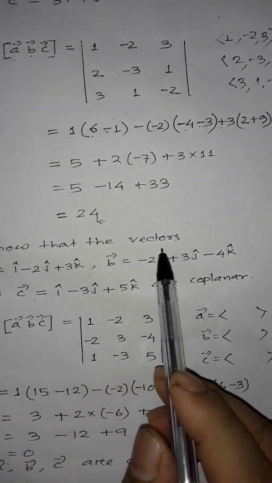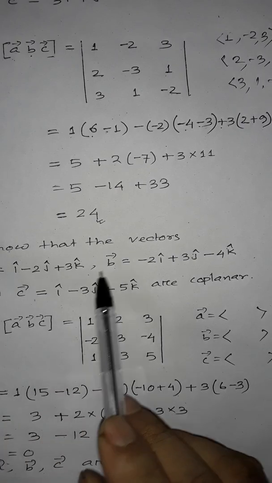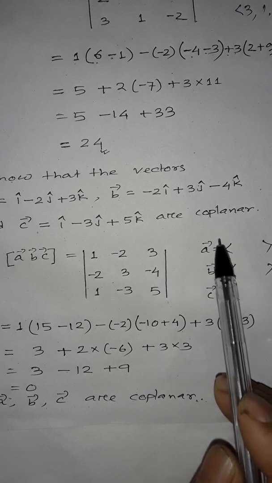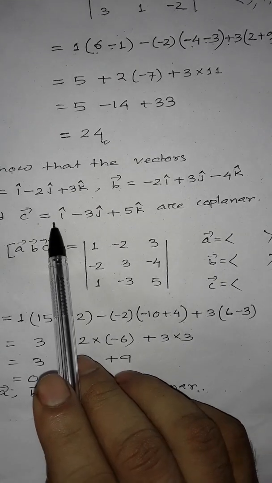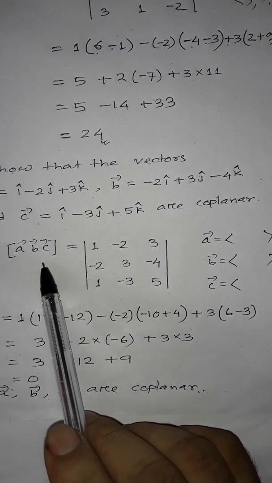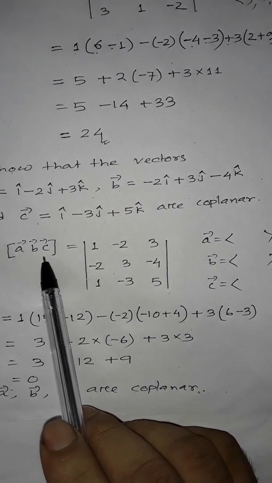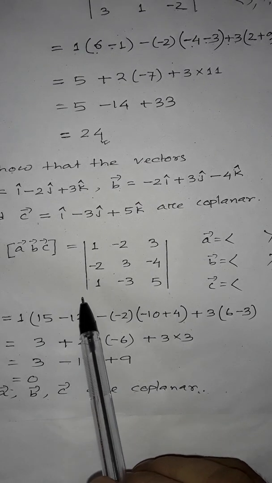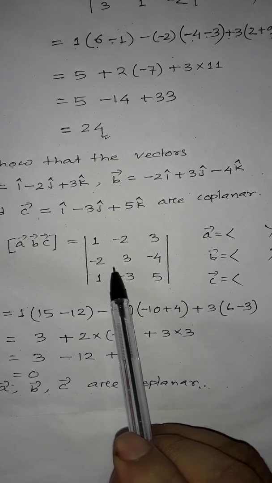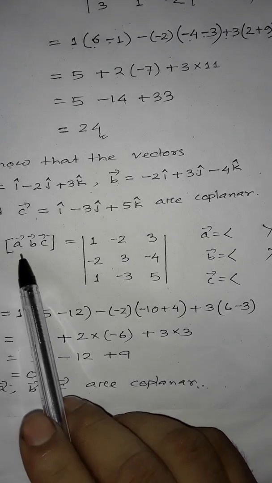Question number 2. Show that the vectors A, B, and C are coplanar. The vectors A, B, C will be coplanar if the scalar triple product of the three vectors A, B, C is 0. So we'll find the scalar triple product of the three vectors.